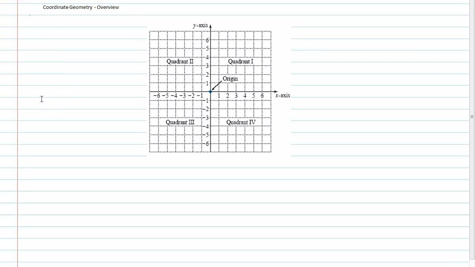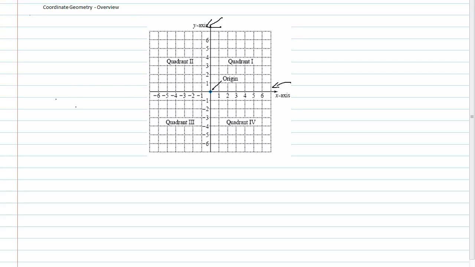Welcome to the module Coordinate Geometry. In this module, we will look at the XY plane, also known as the rectangular coordinate plane. As you can see in this picture, the XY plane is made up of two axes: the x-axis, which is the horizontal line, and the y-axis, which is the vertical line.